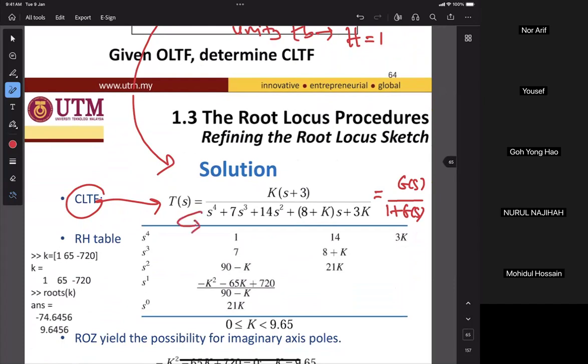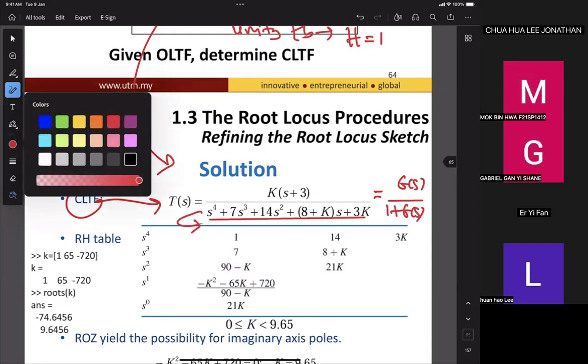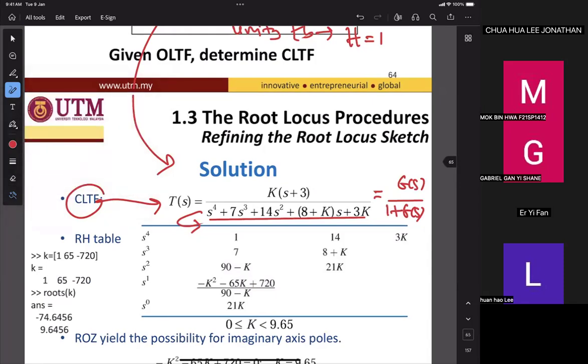Muhidul? Yes, sir. What is the name of this denominator equation? I forgot actually. I don't remember. You always forget, huh? What do you eat, huh? Muhidul? Rice, huh? You eat rice? Yeah. Too much rice.